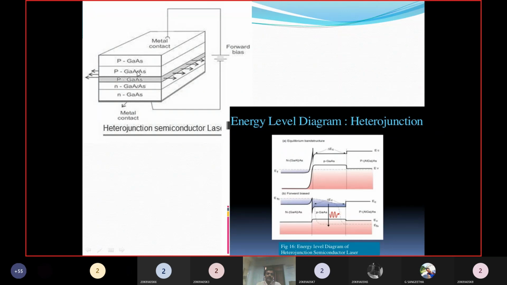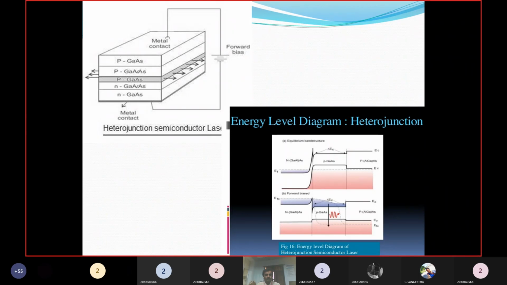Now, what is the use of these lasers? Here the refractive index is different for different layers. Here the laser will be emitted, and that laser does not enter into the p-type gallium aluminum arsenide, because the refractive index is different from that of p-type gallium arsenide. Because of the different refractive indices, the laser does not enter into the region above as well as the region below.